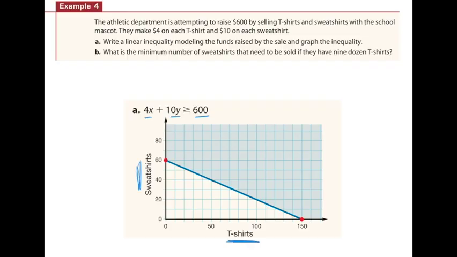All right, and they did the same thing. They found their intercepts. They took 600 divided by 4, and they got their x-intercept. 600 divided by 10, and they got their y-intercept. And then they said, I want at least $600. So then they shaded everything above it. That means any mix and match of anything on the line or above it will give them their $600 or more. So if I were to say, okay, I'm going to sell 100 t-shirts and 40 sweatshirts, that is going to make me at least $600, if not more. And it actually will be more.